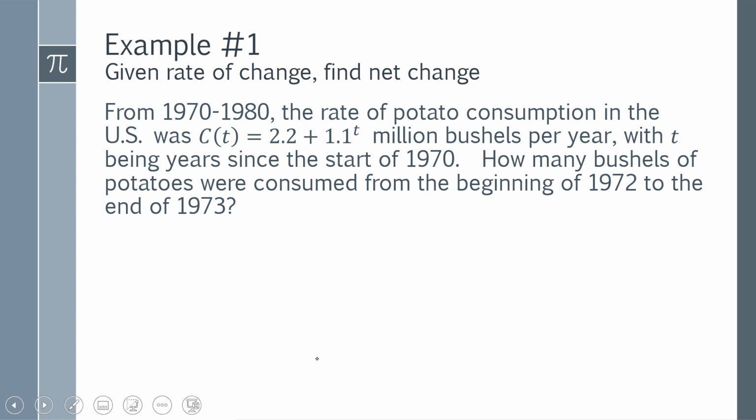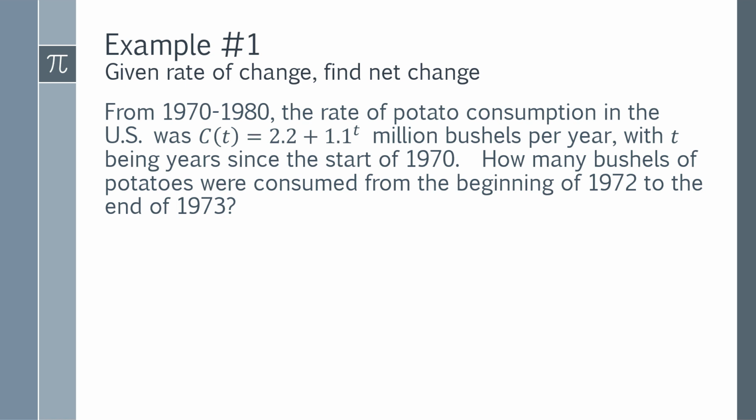So now some examples of the integral acting as an accumulator. We're not quite ready to talk about area and volume, so we're going to stick with the idea of accumulating a rate of change to find the net change. For example, from 1970 to 1980, the rate of potato consumption in the US is given by the function C of t, which is equal to 2.2 plus 1.1 t million bushels per year, with t being years since the start of 1970.